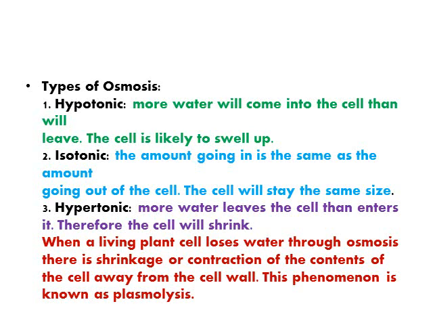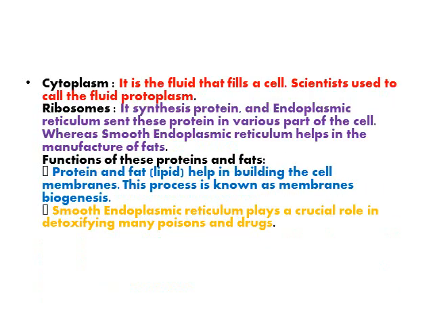When a living plant cell loses water through osmosis, there is shrinkage or contraction of the content of the cell away from the cell wall. This phenomenon is known as plasmolysis. Let's study about the cell organelles. Cytoplasm. It is the fluid that fills a cell. It's also named as protoplasm.